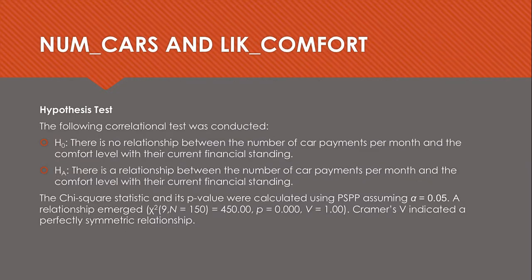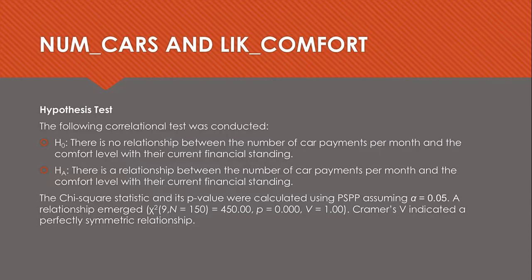The third and final test was quite different from the first two. The following correlation test was conducted. The null hypothesis states that there is no relationship between the number of car payments per month and the comfort level with their current financial standing, while the alternative hypothesis states that there is a relationship between the number of car payments per month and the comfort level with their current financial standing.